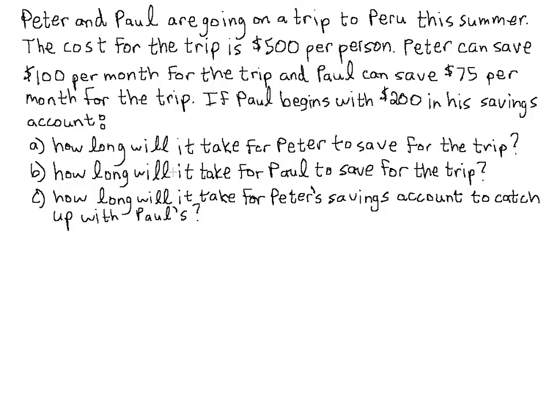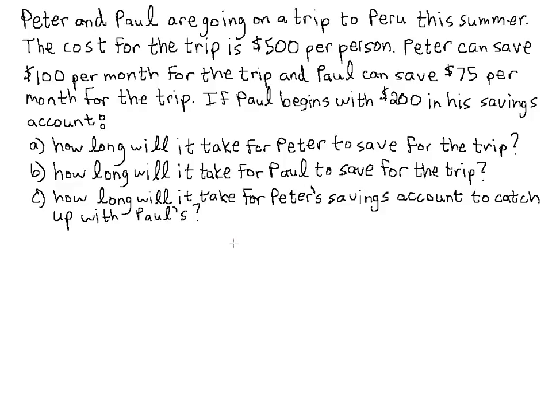Let's take a look at a real-world situation where we can use a system of linear equations to help us find out some information that we want to know. So let's take a look. Peter and Paul are going on a trip to Peru this summer. The cost for the trip is $500 per person.